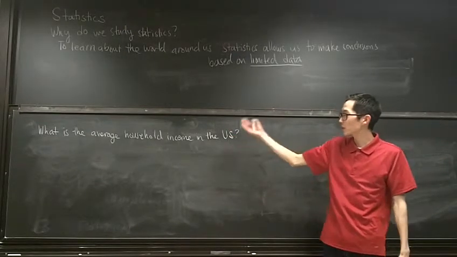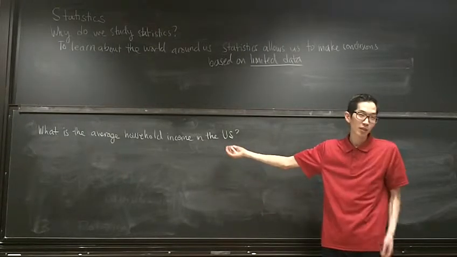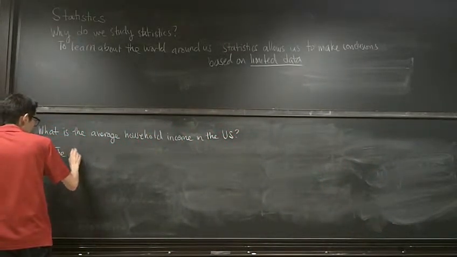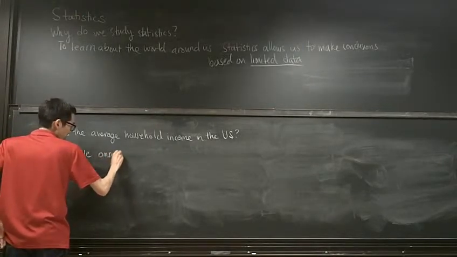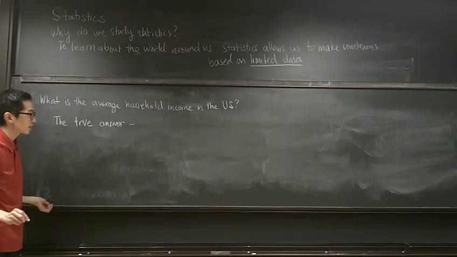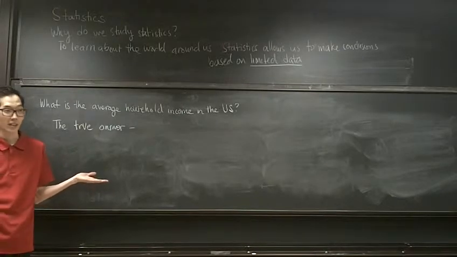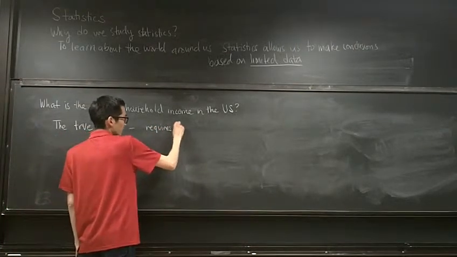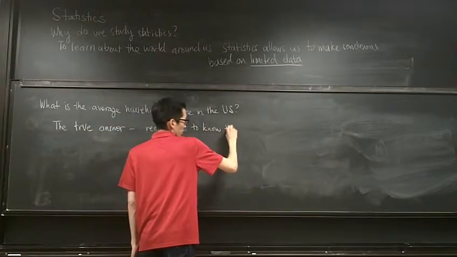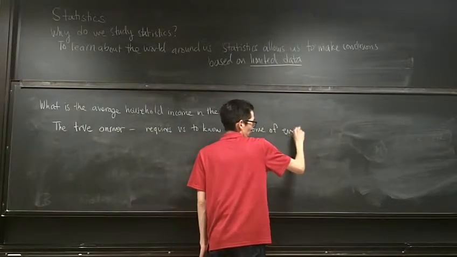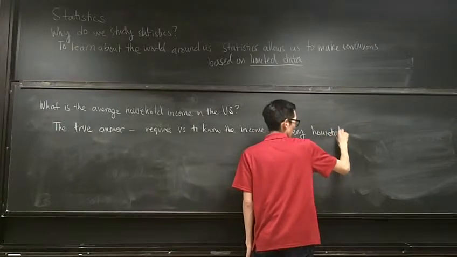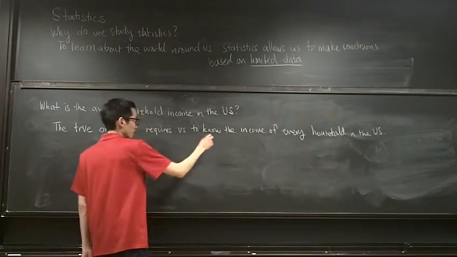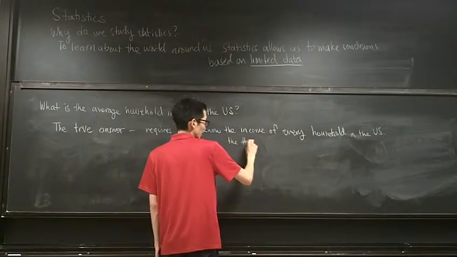Okay? So if I asked you what is the average household income in the United States, how can we get the true answer to this? The true answer, what does this require? It requires knowing exactly how many households exist in the US, and knowing the income of every single household in the US, okay? Requires us to know the income of every household in the US. Okay. And which also requires us to know the number of households in the US, okay?